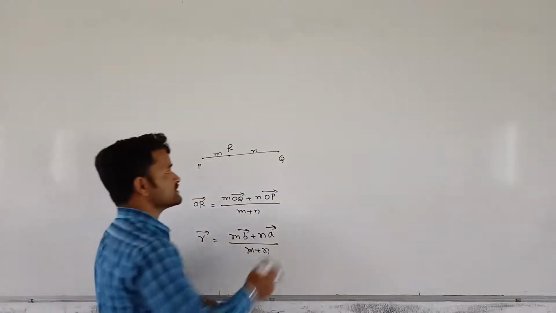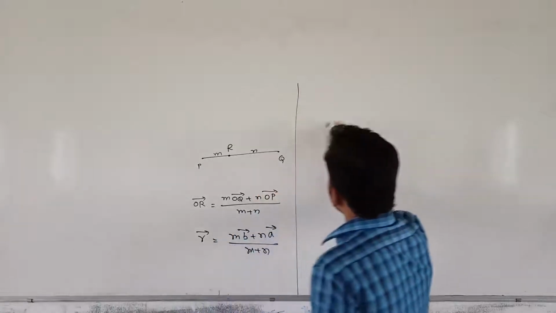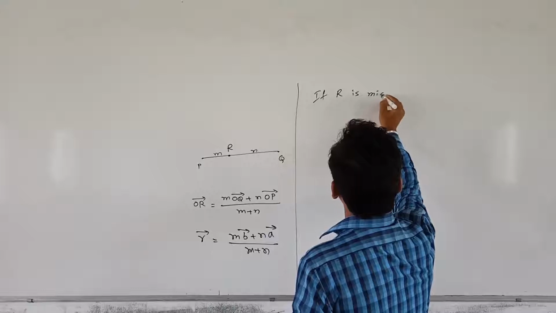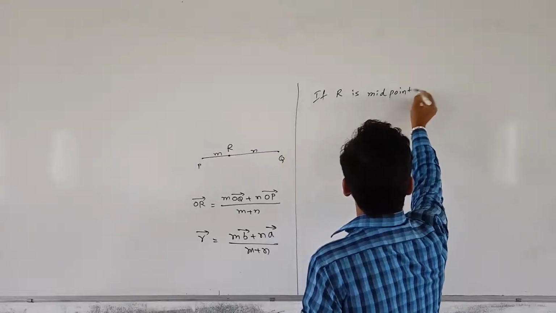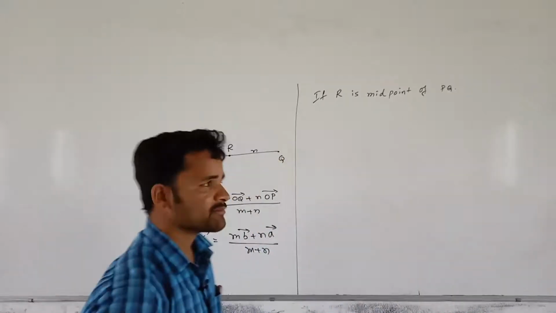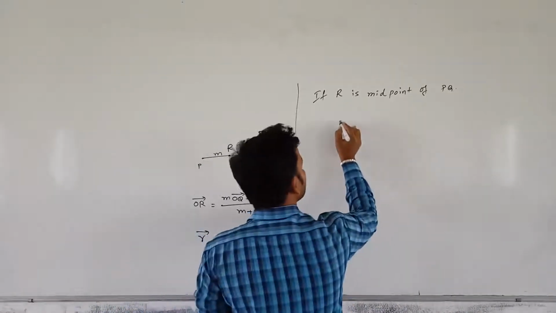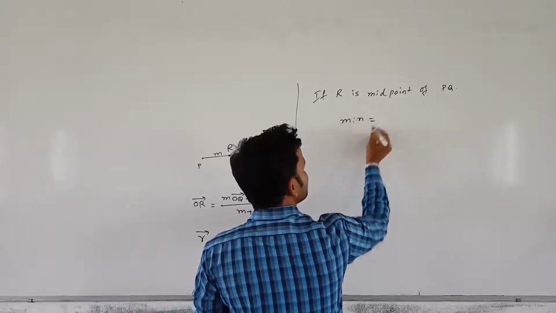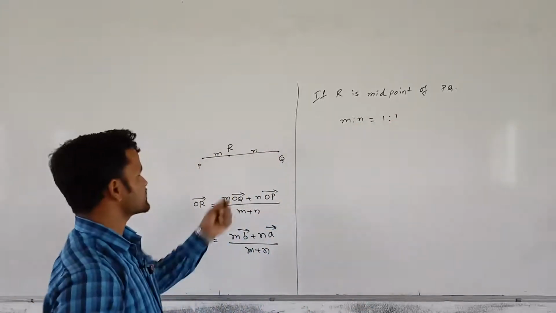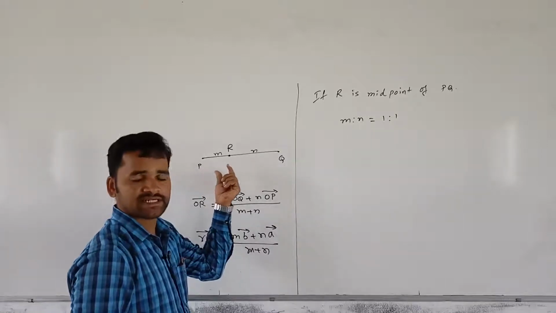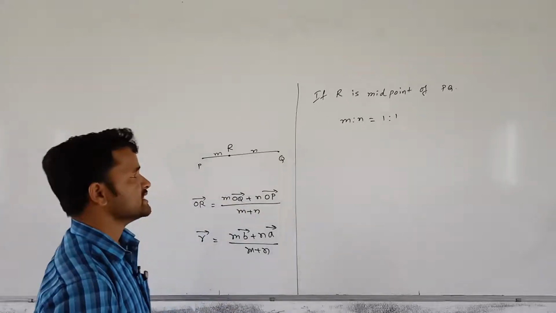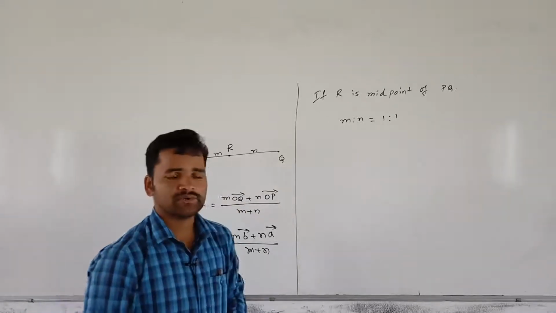Now suppose R is the midpoint of the line segment PQ, then what happens here? Then m is to n will be 1:1. Midpoint means whatever is there on the left hand side, the same thing will be there on the right hand side of the point R. Hence the m is to n ratio will be 1:1.